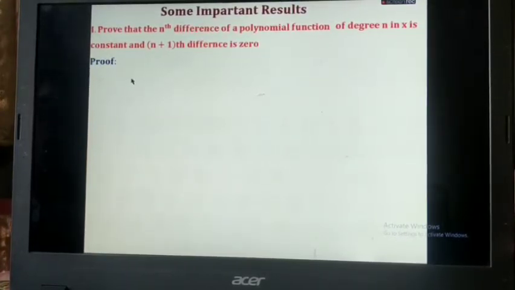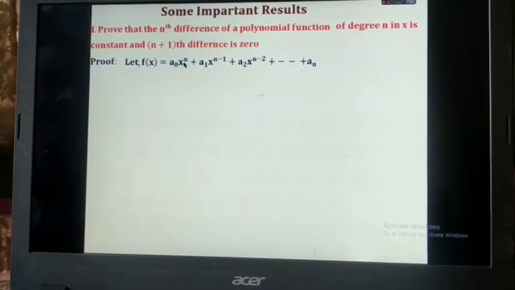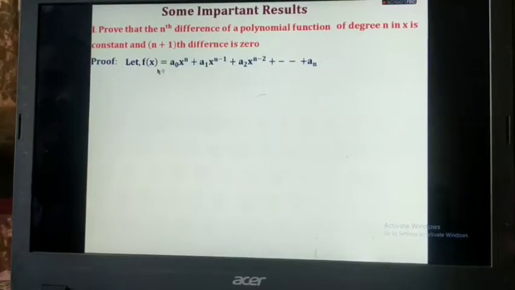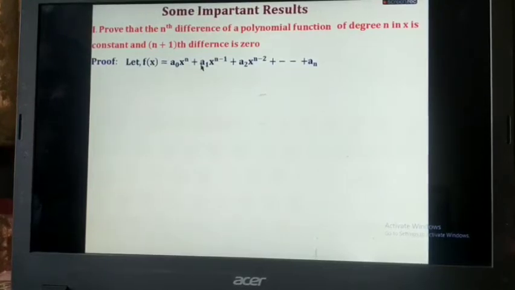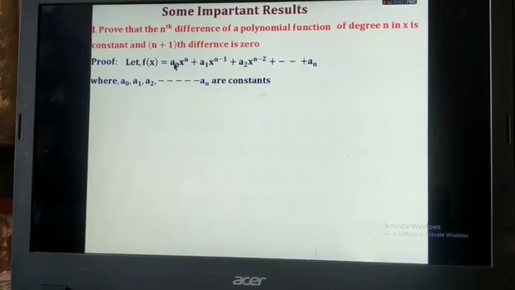Write the proof. For that, first consider a function f of x of degree n in x. That is, f of x is a polynomial of degree n in x, that is a0 into x raised to n plus a1 into x raised to n minus 1 plus a2 into x raised to n minus 2, and so on, plus an, where a0, a1, a2, a3 and an are constants, and one must remember that a0 is not equal to 0.